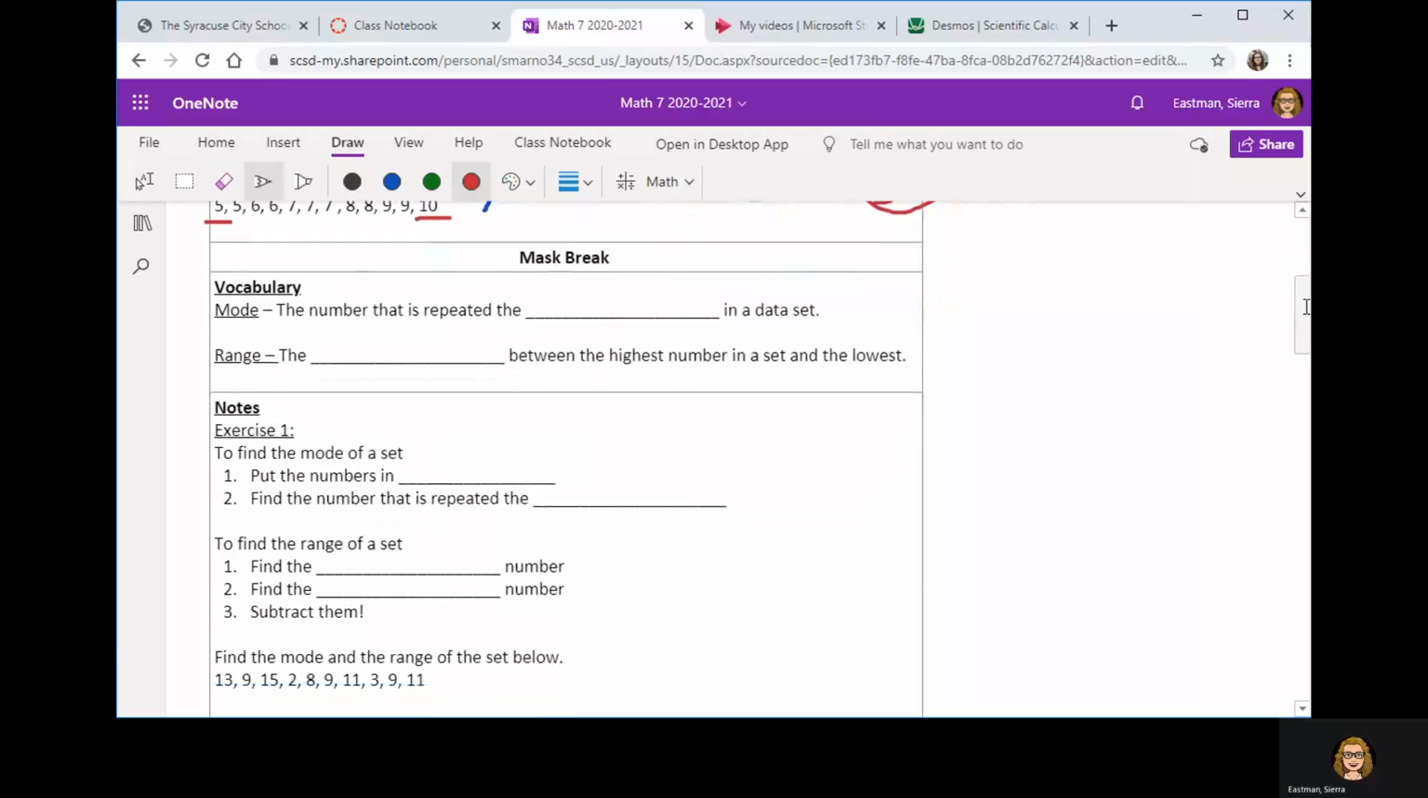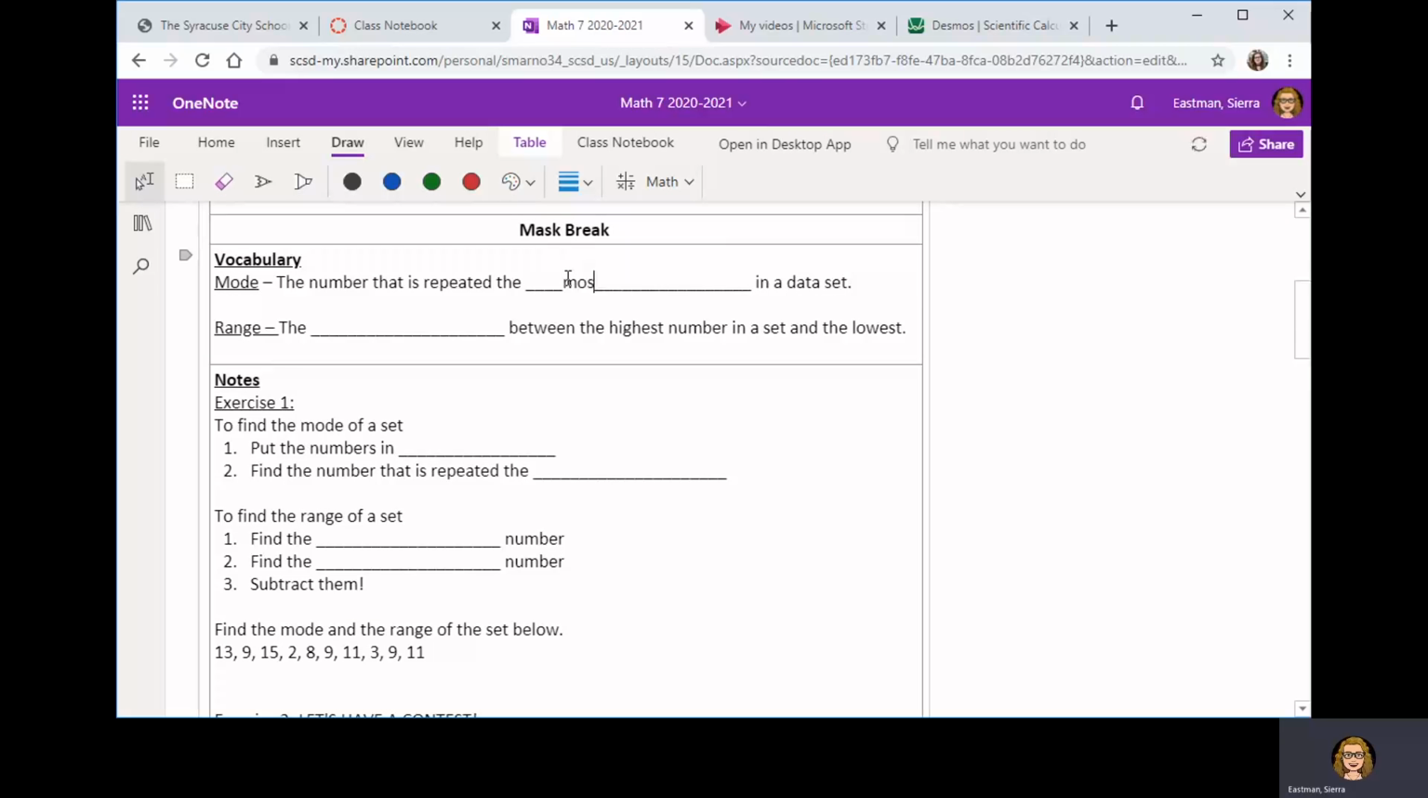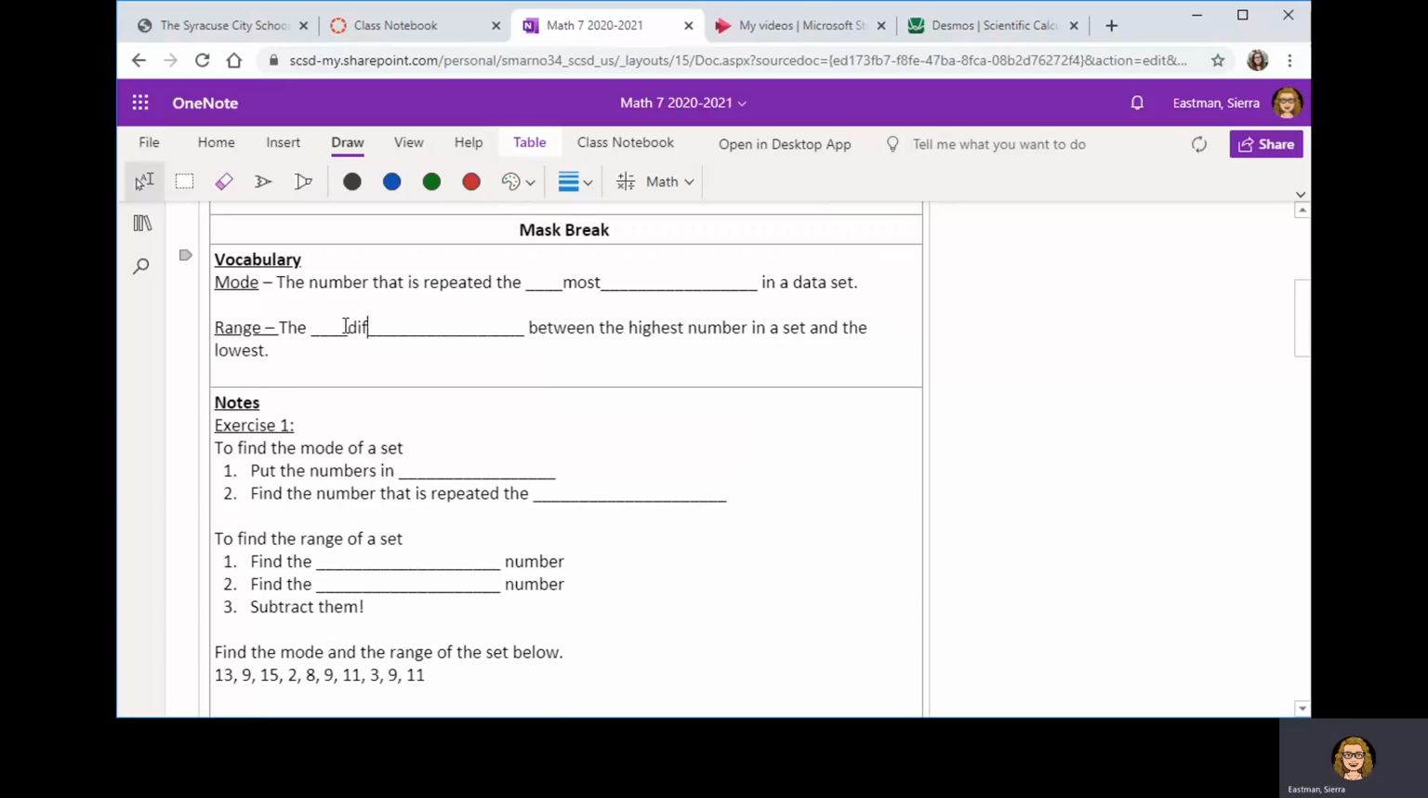Okay. For our vocabulary, we're going to write exactly what I said there. Mode is the number that is repeated the most. Okay, so just like middle is the keyword for a median, the word most is kind of a keyword for mode. Whenever we see mode, we want to think most, the number that is repeated the most. And then our range here is the difference, because we're subtracting, right? Subtracting is finding the difference between the highest number in the set and the lowest.